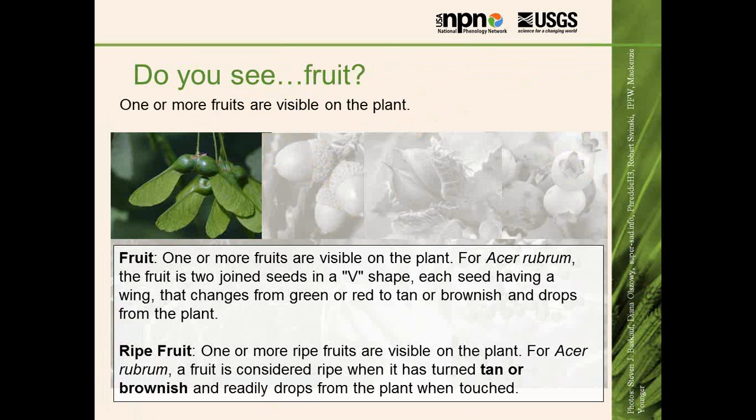So this really gives you explicit directions on when you would report fruits and then when you'd start also reporting ripe fruits. So for this picture, you report a yes for fruit, but a no for ripe fruit because it's still very green in color and hasn't turned that tan or brownish color yet.